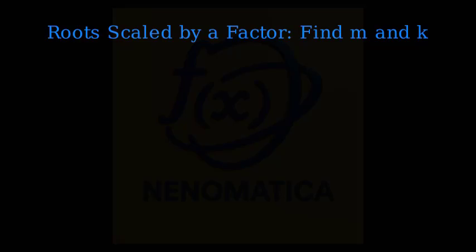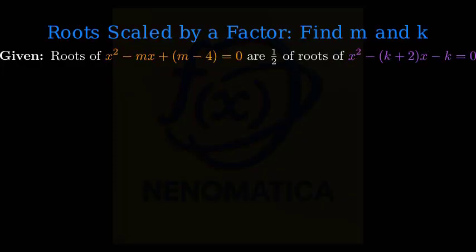The roots of the first equation are exactly 1/2 of the roots of the second equation. Here is the precise statement. The roots of equation 1, x squared minus mx plus m minus 4 equals 0, are half of the roots of equation 2, x squared minus (k plus 2) times x minus k equals 0.